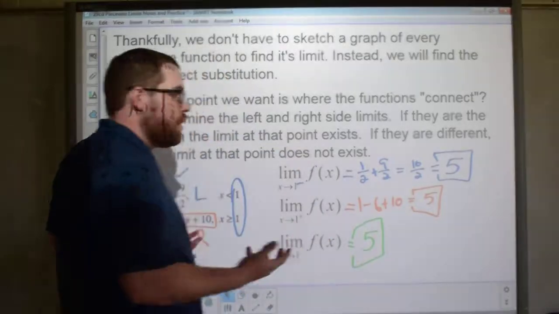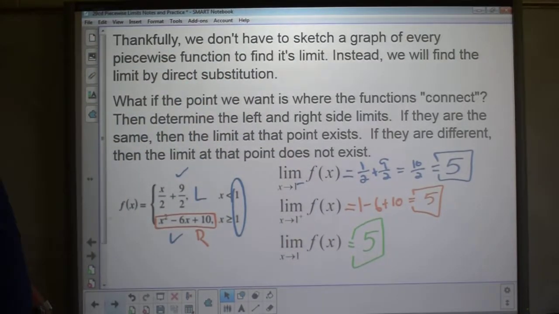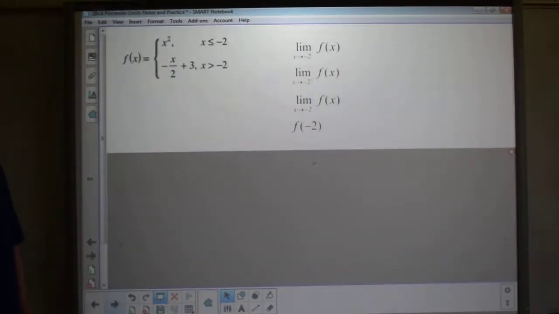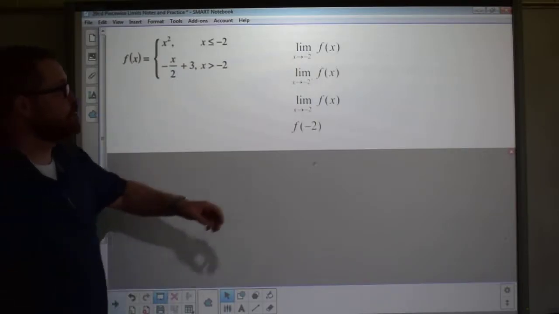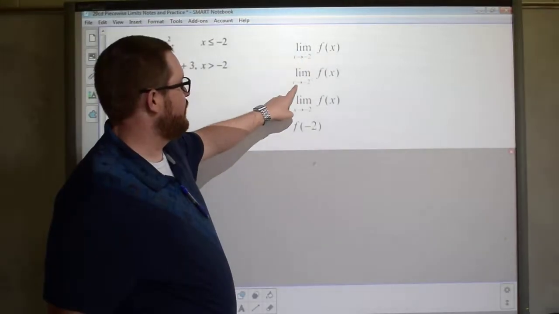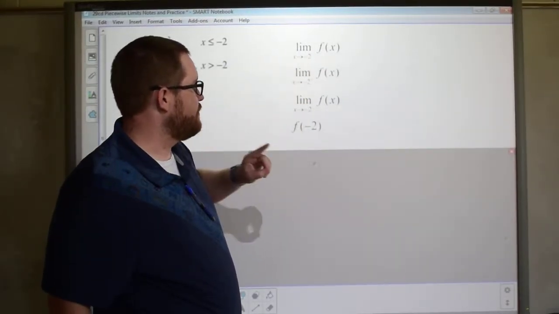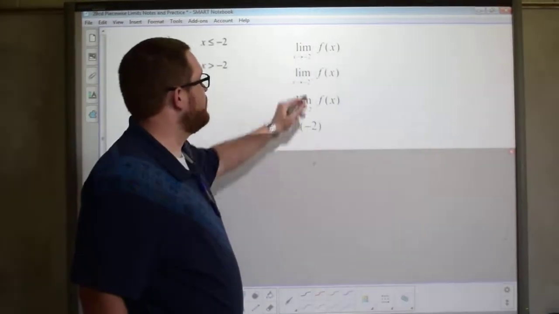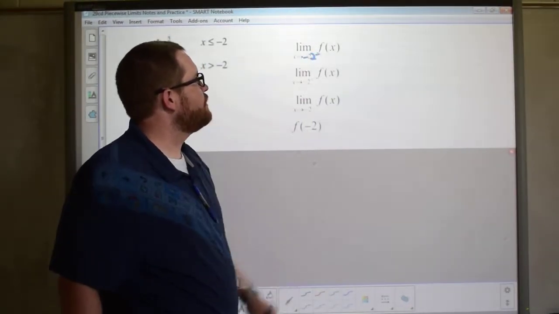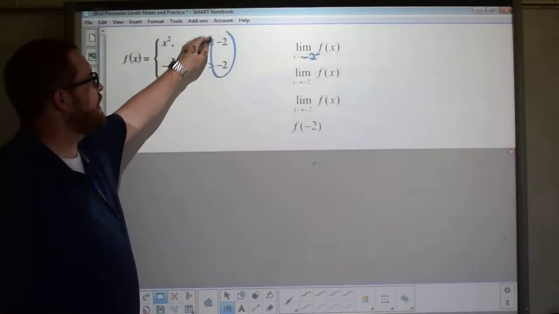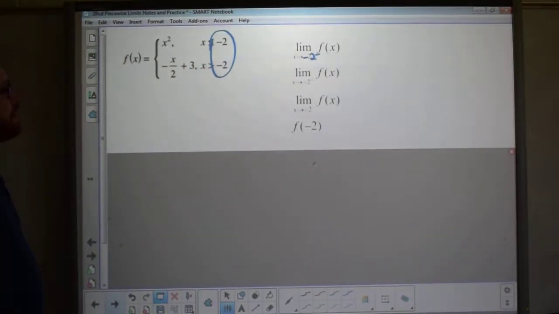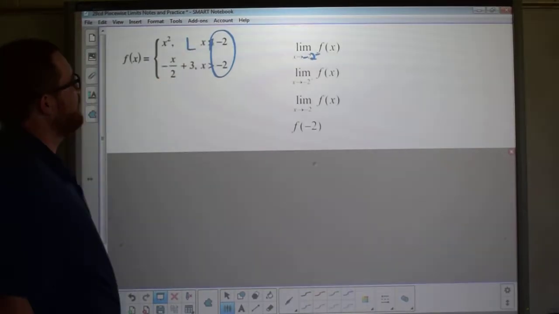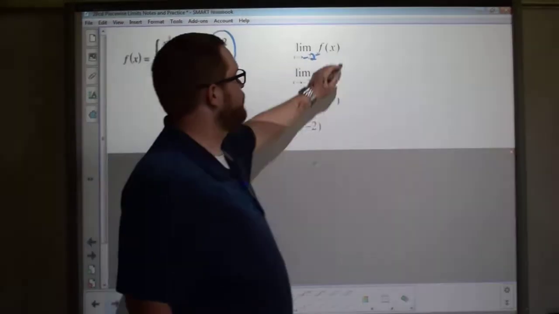So this is a pretty simple concept. Just see if the limit on each side matches. So let's take a look at this problem. This wants to know what's going on as you approach -2 from the left, -2 from the right, -2, and then the point at -2. So this is -2 from the left. Well, they connect at -2, so I need to check the left side of that, which is the less than side. -2 squared is 4.